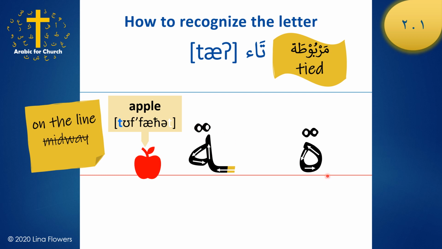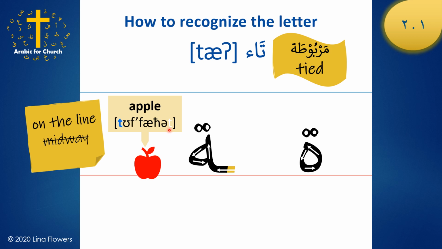Then you add the dots. The ta marbuta could either be pronounced as t or not pronounced at all. This is why in the word tufaha, you can see the ta over here, and I've highlighted it in white to show that it's not pronounced or it's less important. So it could be pronounced.